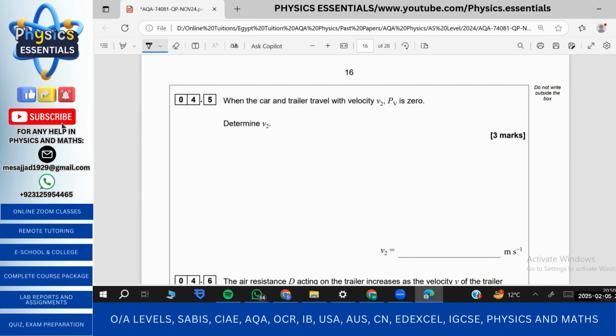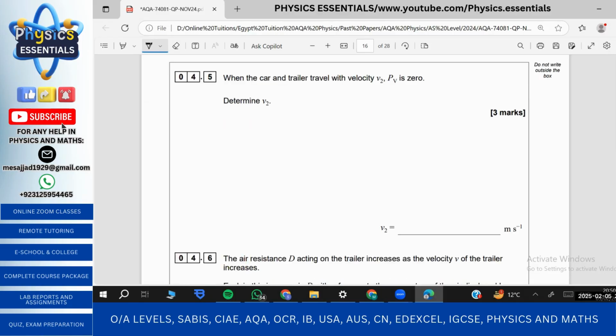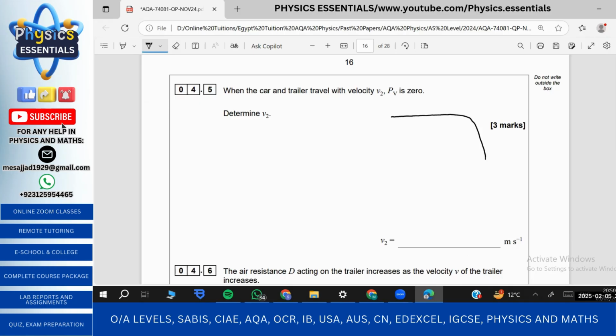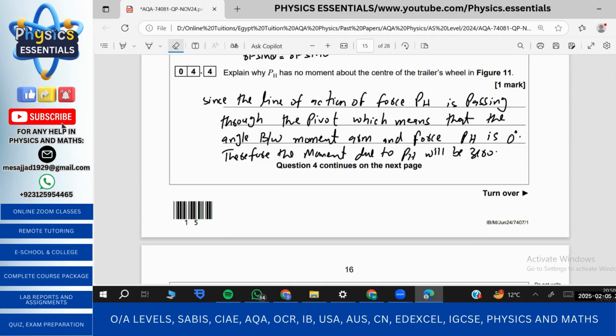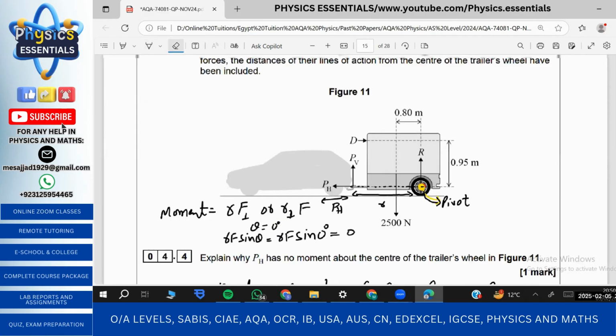When the car and trailer travel with velocity v2, PV is 0. Determine v2. This is again a very important question. And for that, I have to draw the diagram. Okay, so now this is your D. Or let me go back to the given diagram and let's work it out with that.